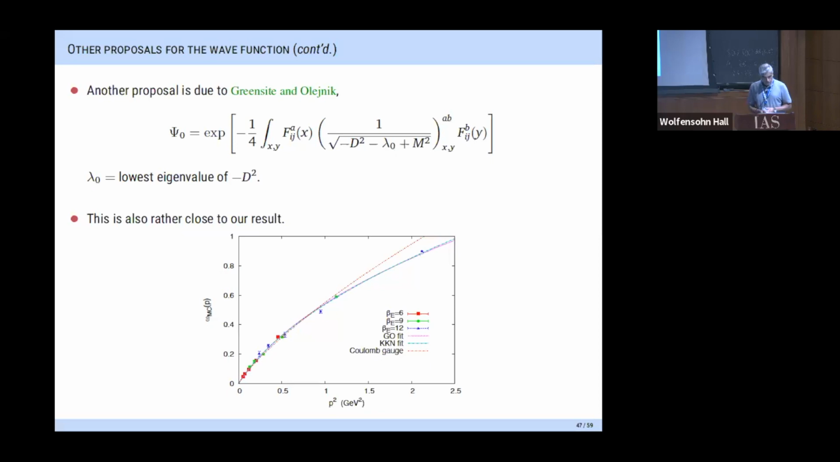Another wave function which people have tried is a different way to write it in terms of some covariant derivatives. This is the lowest eigenvalue of the D squared operator, and they also compare that with what we have. Again you see that this turquoise line is the result that I showed you, and this purple line is their result, and I don't think you can really distinguish the two curves.